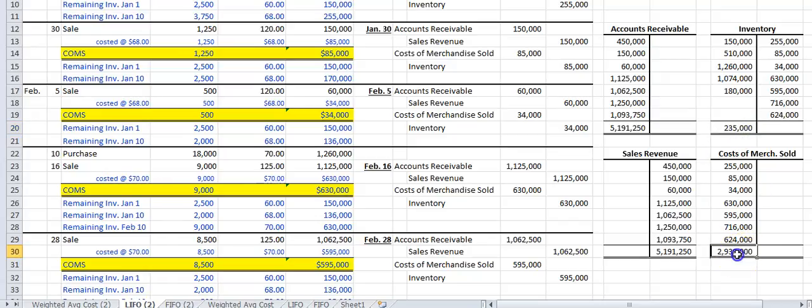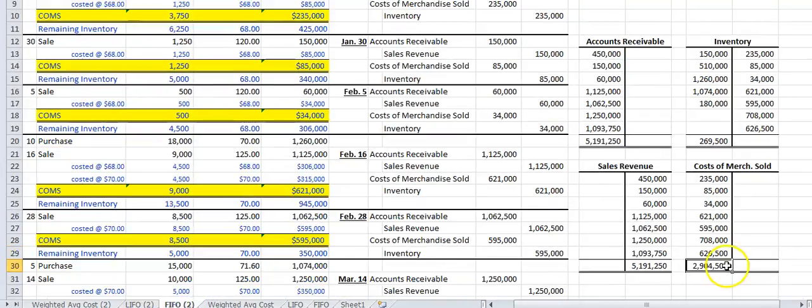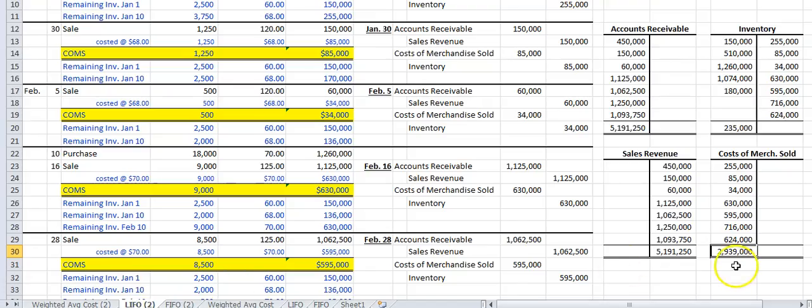Now if you look at cost of merchandise sold, 2,939,000, you will notice that for the FIFO example, it was 2,904,000. For LIFO, we're going to cost merchandise sold higher. That's usually the scenario because usually prices go up, right? Usually there's inflation and not deflation in the economy. And when prices go up, if you use the last unit that you purchased, then obviously you're going to cost it higher because that last unit would have cost you more than your first units that you purchased.